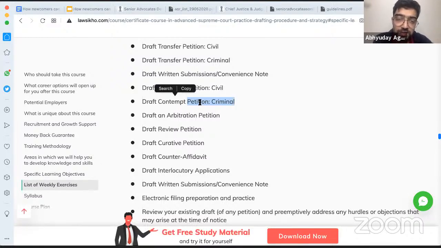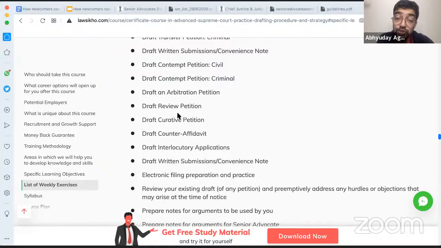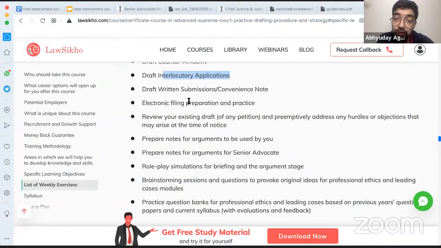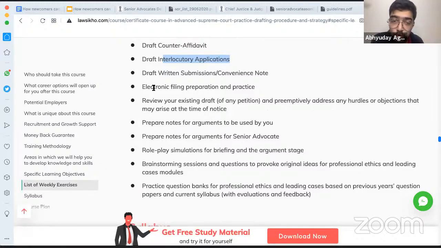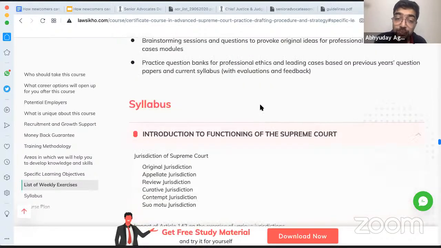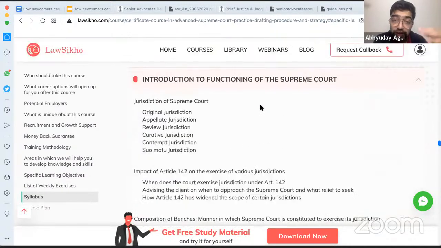I think NCLT has some contempt powers, but this is very, very important to learn for Supreme Court lawyers. Drafting arbitration petitions before Supreme Court, review petition, curative petition, counter affidavit, interlocutory applications. Do you see how these are very specific to Supreme Court? Notes for arguments for you or for your senior advocate, role play simulations, brainstorming sessions. Then there are a lot of chapters you will go through.